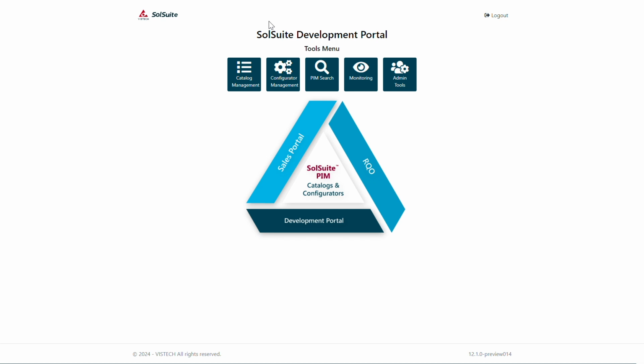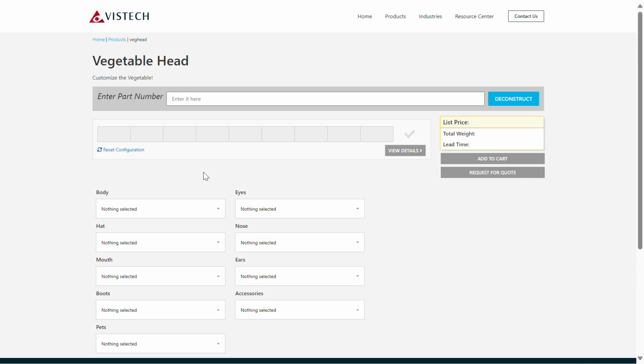This video introduces configurator processing. Configurators support building complex products that are created by selecting values from domains that define the features of the product. To illustrate, we'll jump to our sales portal demo platform. Vegetable head is an example configured product that should be familiar.